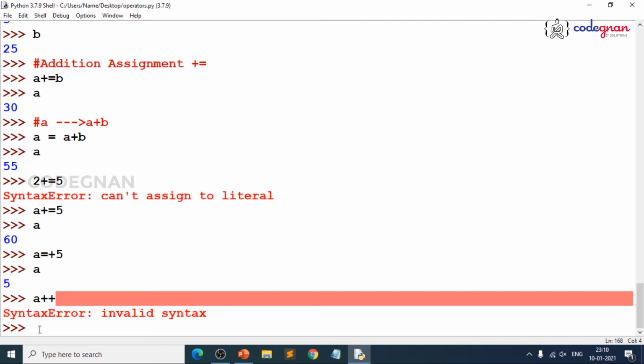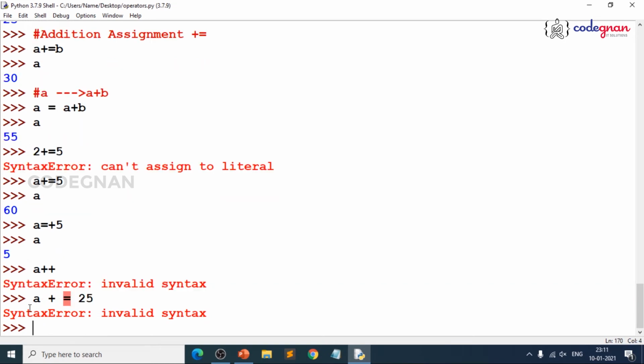And one more thing, most of the people do like this, A plus space equal to 25, and they see a syntax error and worry. Why do you get a syntax error? Because you are giving space here. So don't do that when you are working on arithmetic operators, addition assignment, or any assignment operators. Never ever give space, because space matters in Python. Always remember that point.